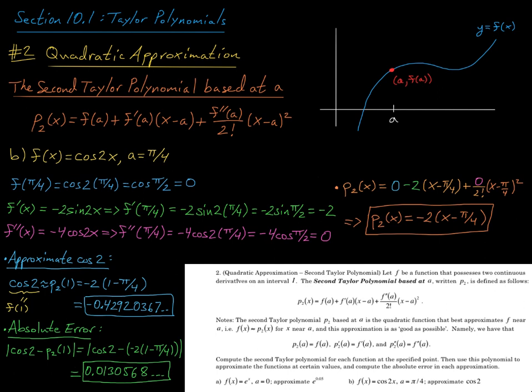Now, in the next couple of videos, we're going to look at extending this idea. We started with linear approximation, and here we're looking at quadratic approximation. We could of course do cubic approximation with degree 3 polynomials, then quartic approximation with degree 4, then degree 5, and so on. That's where we're headed with all of this. All right, I'll see you in the next one.